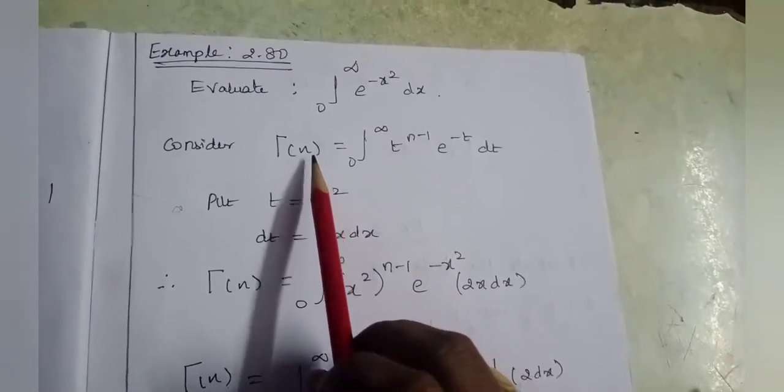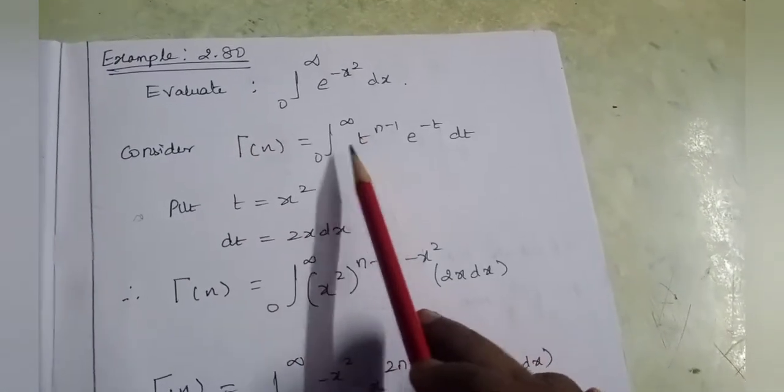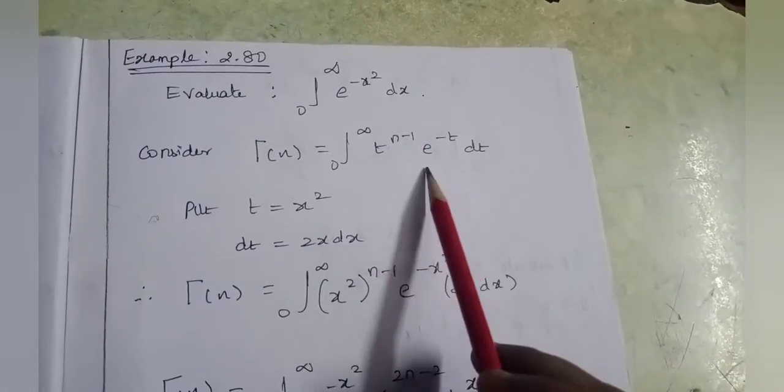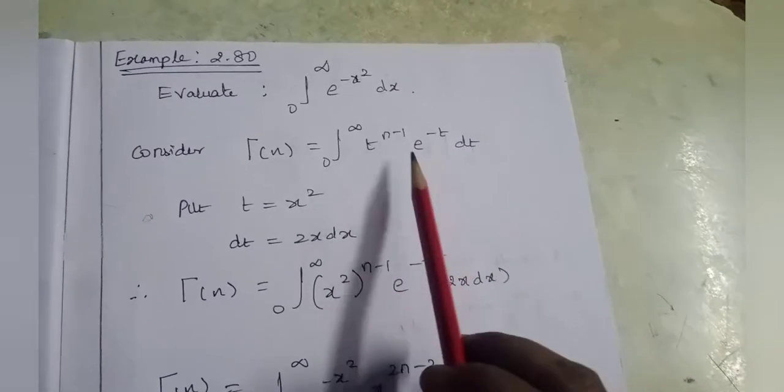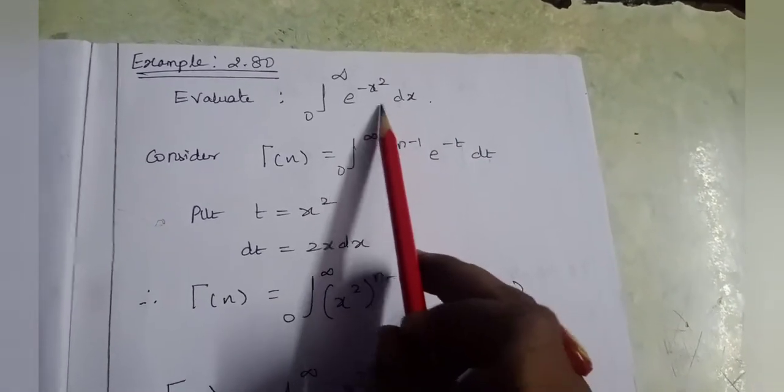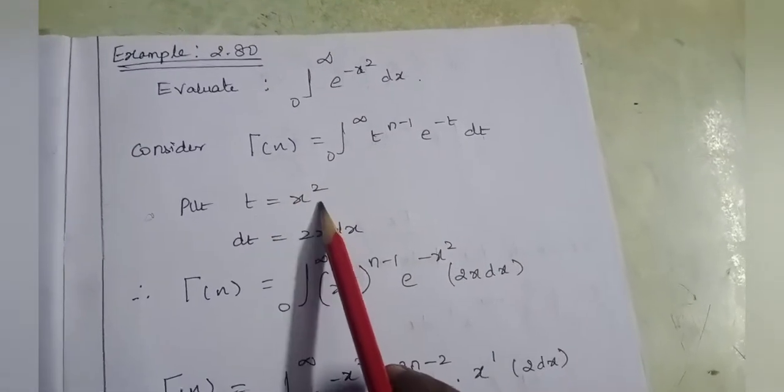So we know that gamma of n can be defined like this: integral 0 to infinity t power n minus 1 e power minus t dt. We are going to compare this with the given expression, and we are going to take t as x square.